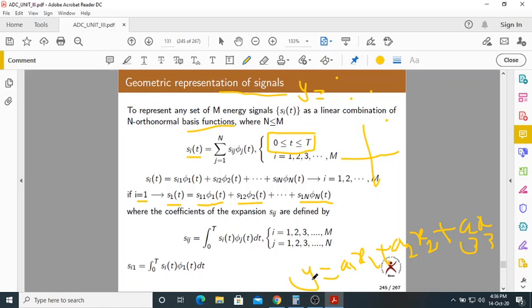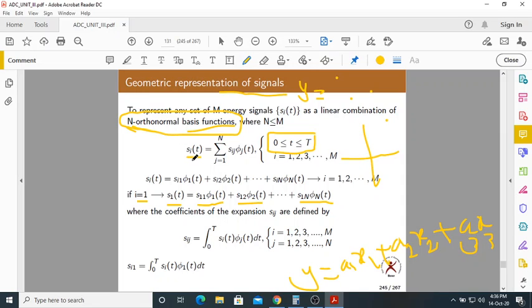Here what do we say? Y is a linear combination of x1, x2, x3, where a1, a2, a3 are some constants. In the same way, S1 of t is a linear combination of phi1 of t, phi2 of t, and so on up to phi n of t. What are they called? N is the number of those signals. They are called orthonormal basis functions.